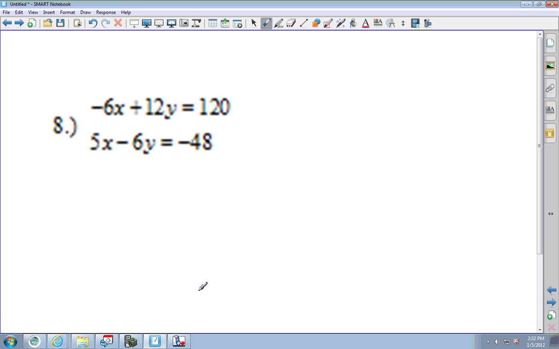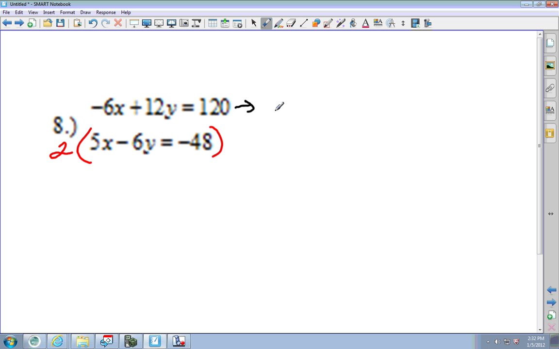Number 8. Well, let's look at this one. Again, these x's and y's don't match up. 5 doesn't go into 6. But let's look at the y's. Does 6 go into 12? Yes. Okay, so what would I need to multiply the bottom equation by? 6 times what gives you 12? 6 times 2. This is positive, this is negative, so I'm okay.